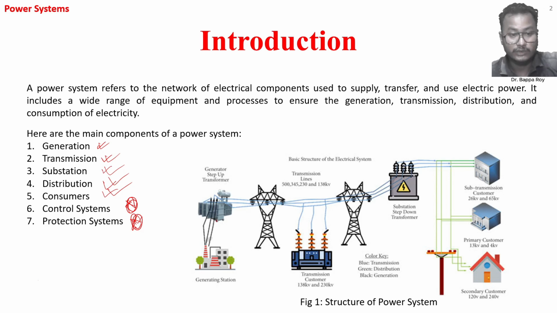And protection system: there are faults, mainly line to line, line to ground. These are common faults, they will surely occur. So to protect from those faults, we need some protection system in this power system. So I think you got an idea of power system.